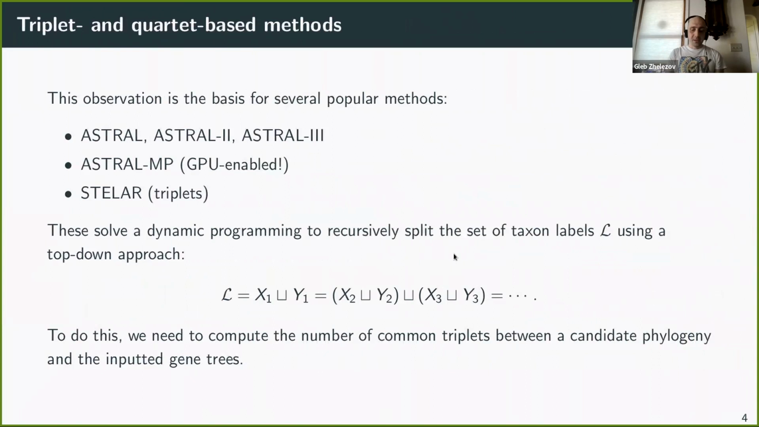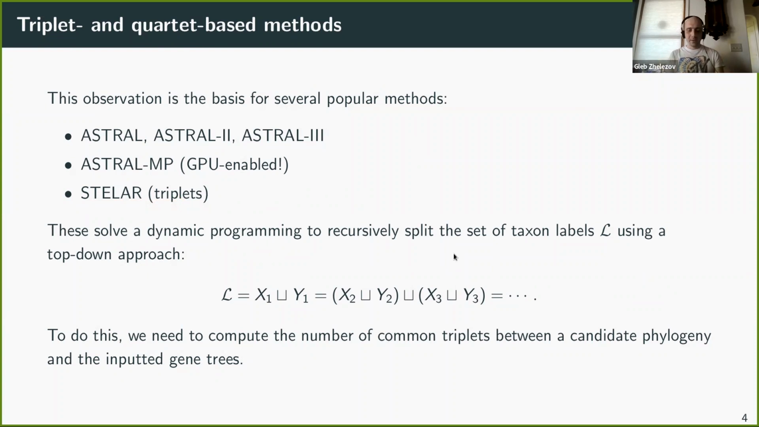So this observation is the basis for many popular methods, possibly all of these as one method, you could say. So Astral, Astral 2, and Astral 3 are very popular, Astral-P as well. They all use the quartet distance. And Stellar is based on the Astral 3 code base, as far as I understand, and that's based on triplets. So you just count triplets instead of quartets.